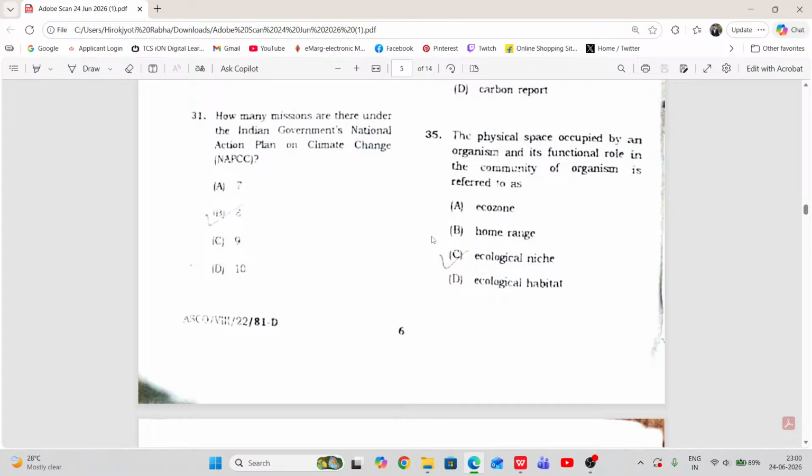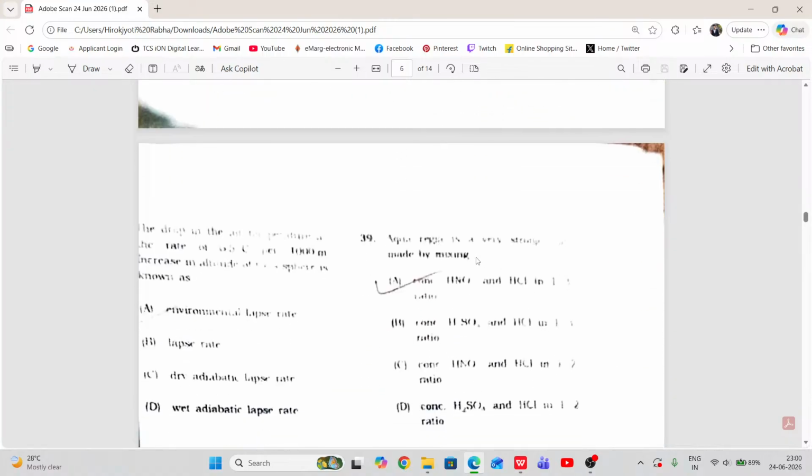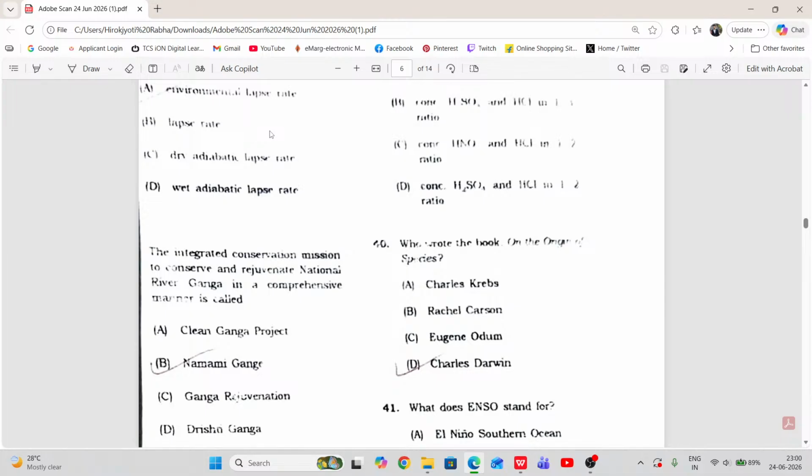The physical space occupied by an organism and its functional role in the community is called the ecological niche. Question 36: the drop in air temperature at the rate of 6.5 degrees Celsius per 1000 m increase in altitude in the troposphere is known as the environmental lapse rate. The integrated conservation mission to conserve and rejuvenate the national river Ganga in a comprehensive manner is called Namami Gange. Which chemical leaked from the Union Carbide India Limited pesticide factory in Bhopal, India on 2 and 3 December 1984? Methyl isocyanate.